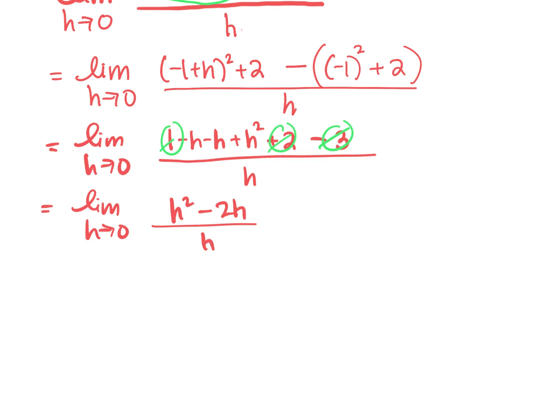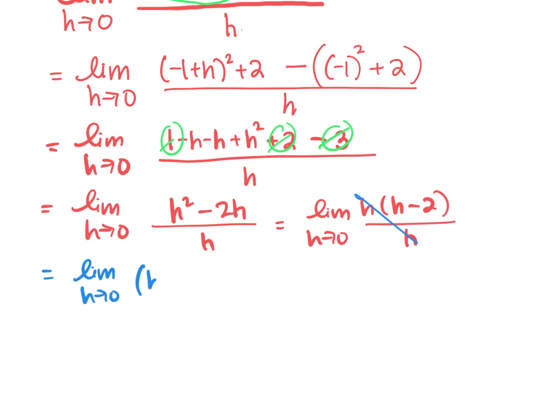Okay, great. I did a lot of work towards simplifying. Now what? Factor out the h. Yeah, h comes out from h minus 2 over h. Now what? Reduce. And then finally, in parentheses, h minus 2, plug in 0, 0 minus 2, the answer is -2, same as I got the other way.